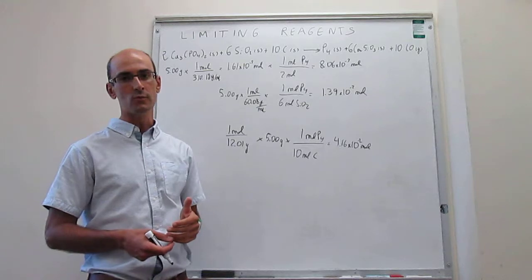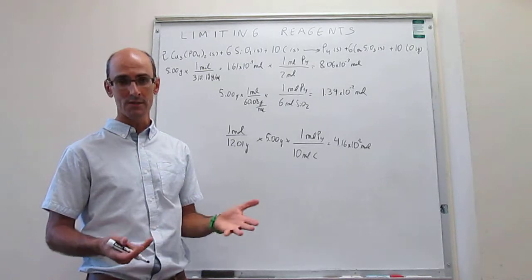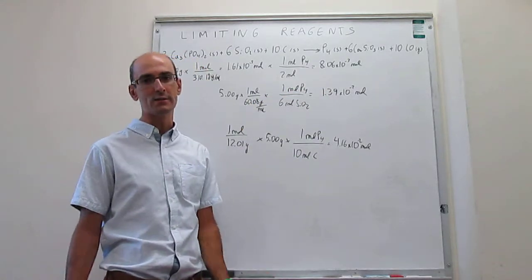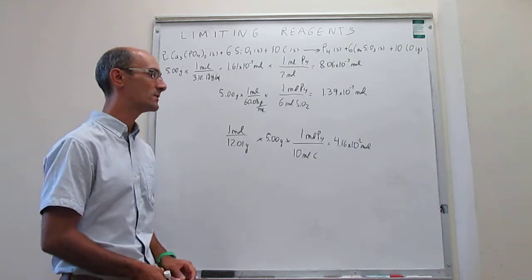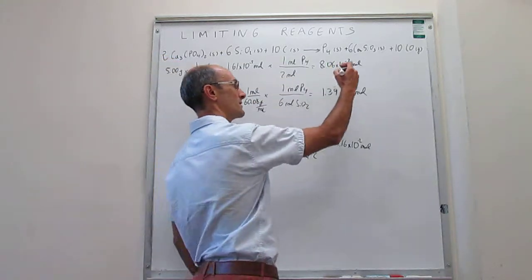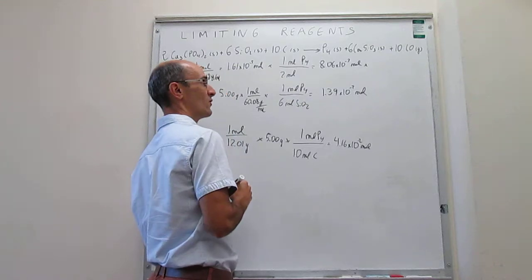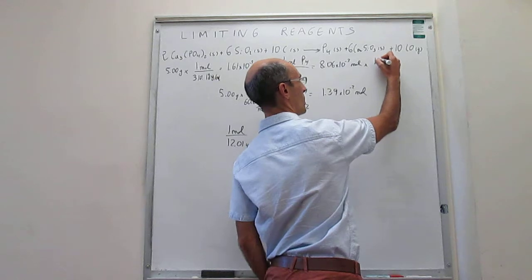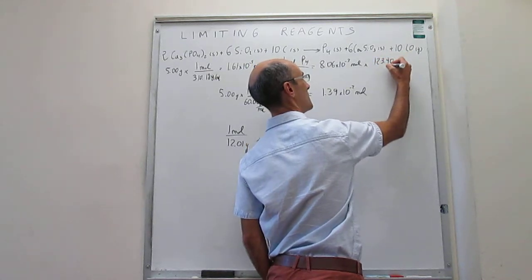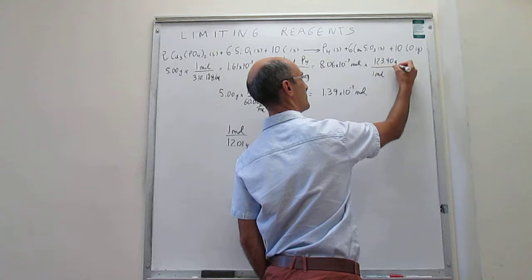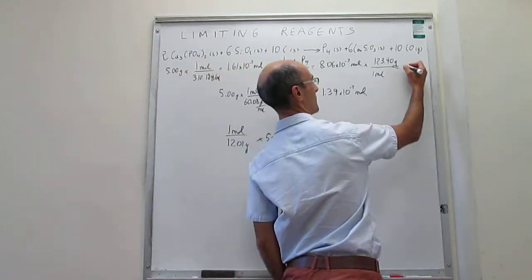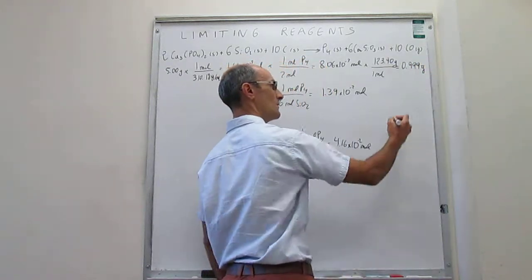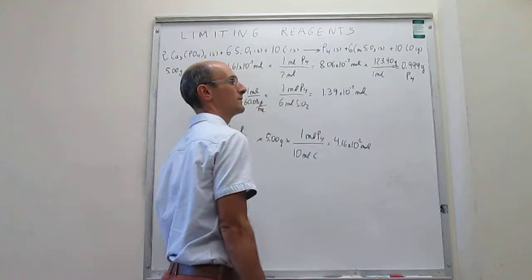Now the problem is asking me to calculate this in grams. The only thing that I have to do is multiply this number by the molar mass of tetraphosphorus, and then I'm set. So we just do 8.06 times 10 to the minus 3 moles of tetraphosphorus, with a molar mass of 123.90 grams per 1 mole of tetraphosphorus, and this number happens to be 0.999 grams of tetraphosphorus.